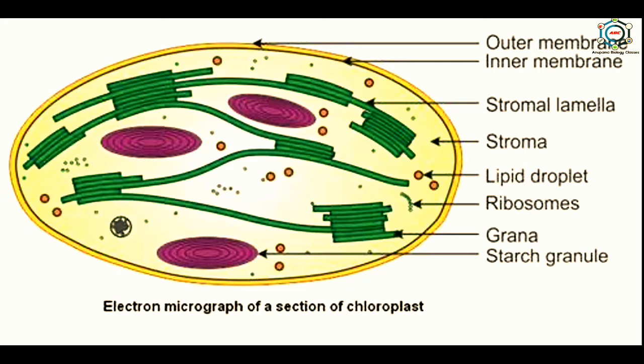Cyanobacteria and other photosynthetic bacteria do not possess chloroplasts. However, the photosynthetic pigments of these organisms are located on thylakoids which lie freely in the cytoplasm, and their photosynthetic pigments are also different from those of eukaryotes.